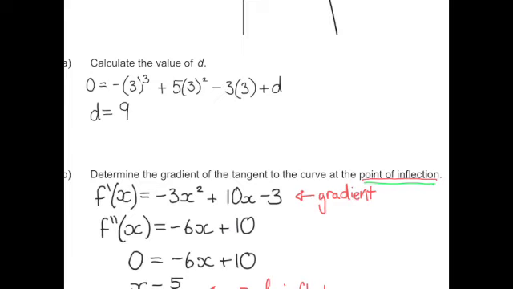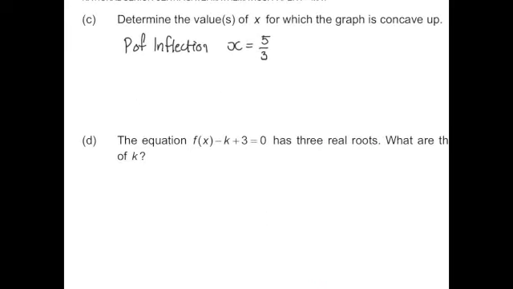So let's just plot that up here now that I've found it. It's going to go down like that, and the reason that's important is because we can then see when it is concave up and concave down, and of course it's concave up, leaning all the way to there. And the way we write our answer is we say x is less than 5/3.